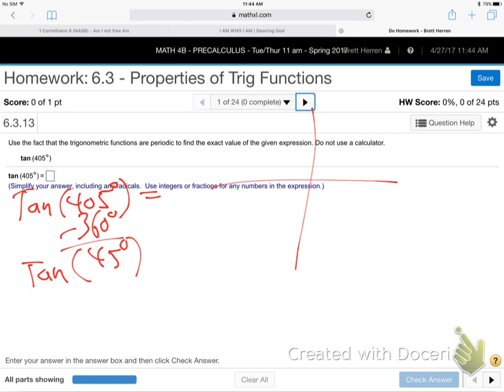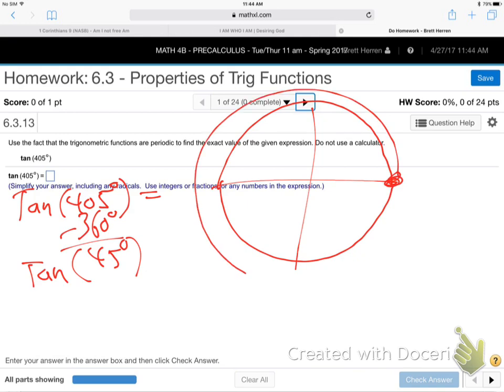So in the end, let me draw the unit circle. If you start here, do a full circle of 360, then go 45 more. It's the same thing, it's just going 45, is what we're saying. So it's a 45 degree angle, really, is what it is. All right, so give it a try.